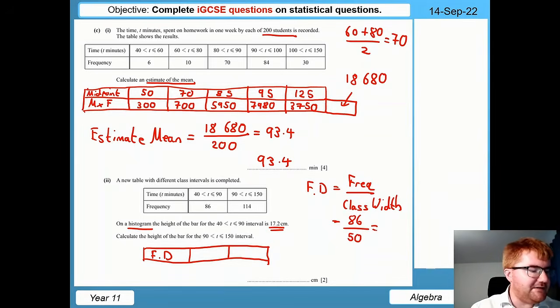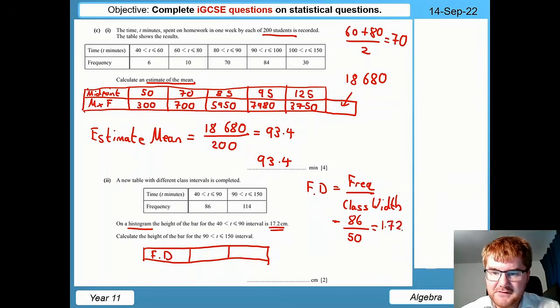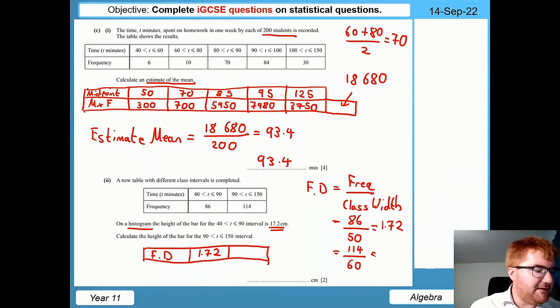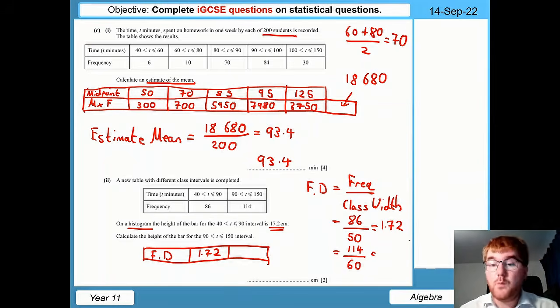And if we do that on a calculator, again, I'm just going to do that on my calculator just here, then we get the answer of 1.72, which I'm going to write in here. And we do exactly the same process here. So we do 114 divided by, well, what's the difference between 150 and 90? Well, that's 60. And again, we can do this on a calculator. I'll make this a little quicker by doing it on the calculator here. And we get 1.9. So I'm going to put 1.9 here.